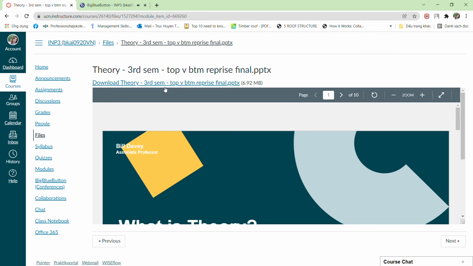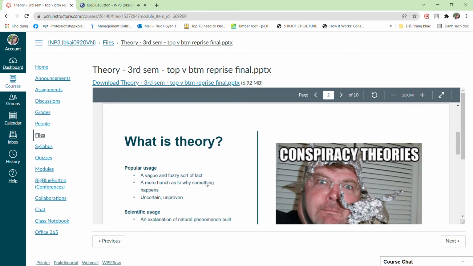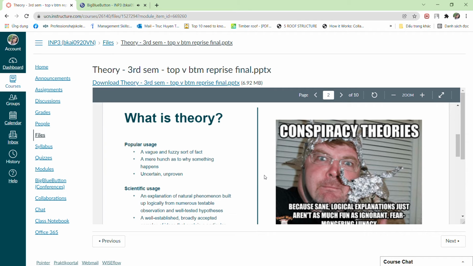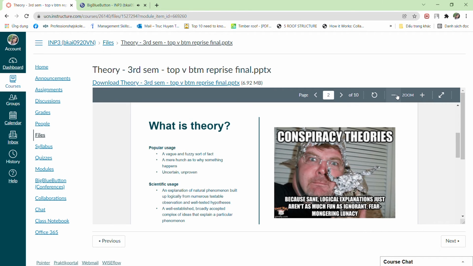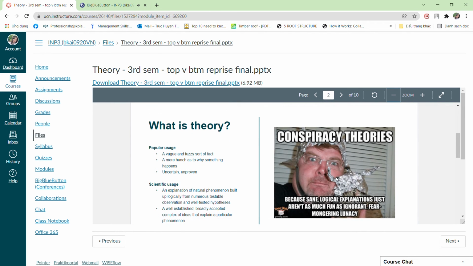What is theory? Okay, and because you've heard it before, I will be a little bit quicker than last time. But the first thing to notice is that there is a popular way of using the word theory, and this is not the same as the scientific way of using the word theory. So we are trying to be scientists, so we have to use it in a scientific way. And we have to think of explaining natural phenomena.